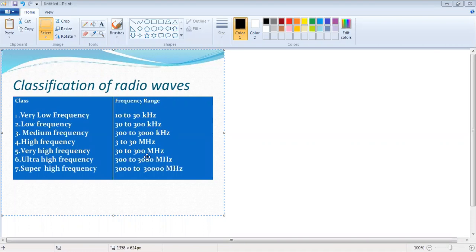After that, ultra high frequency, that is the UHF range, that is 300 to 3000 megahertz. After that we call it super high frequencies, 3000 to 30,000 megahertz.